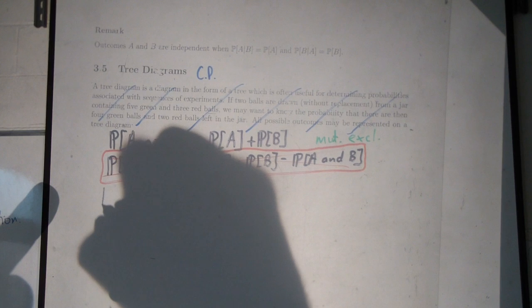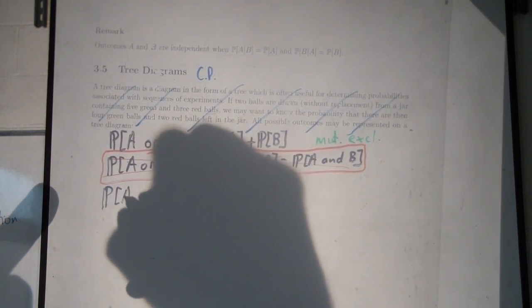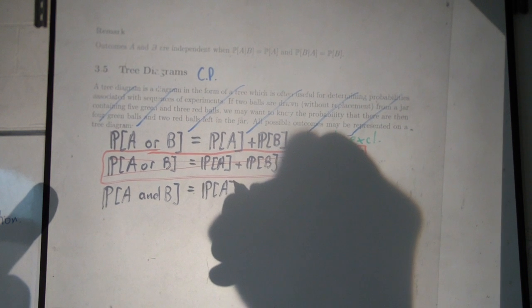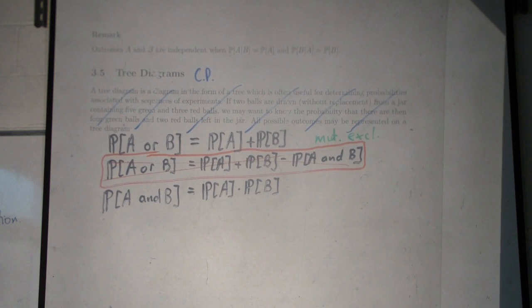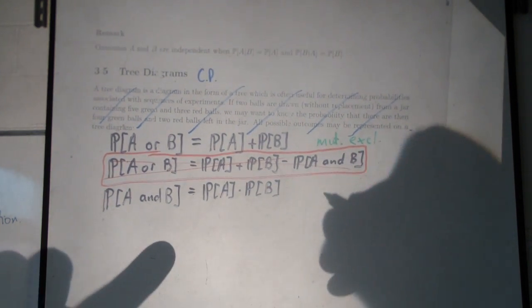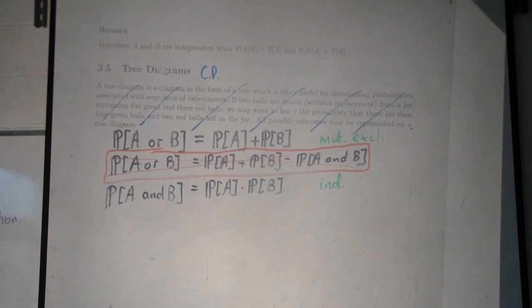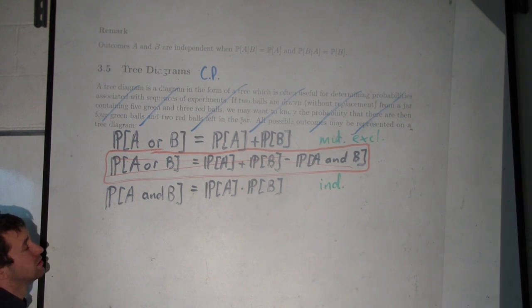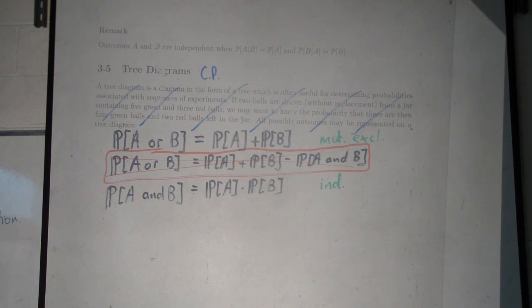The other scenario you have is the probability of A and B is equal to the probability of A multiplied by the probability of B. And this is when the two events are independent. Now, what independent means is if A happens or doesn't happen, it doesn't affect the probability of B happening. So, rolling a dice over here, taking a card over here, independent.